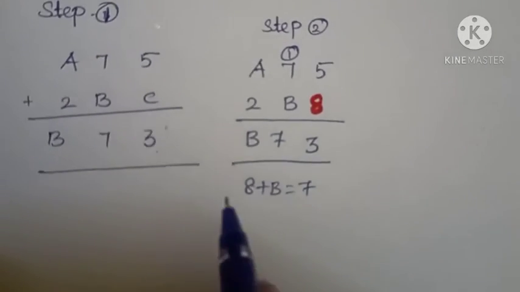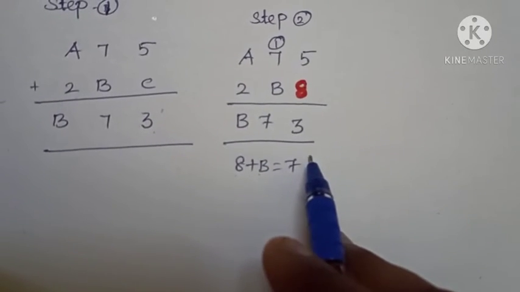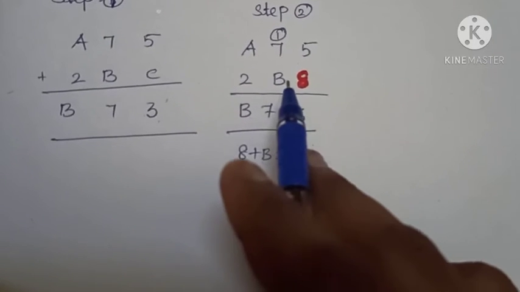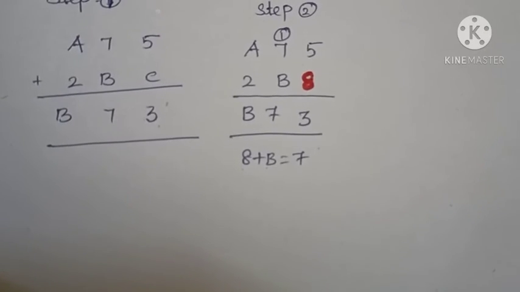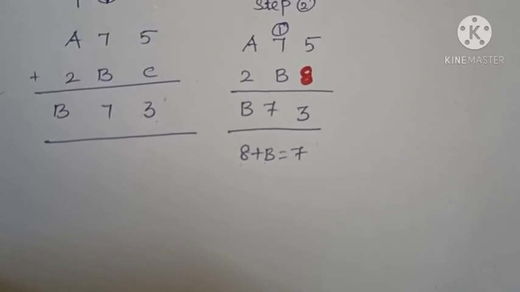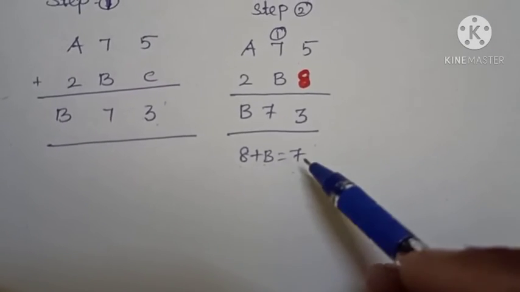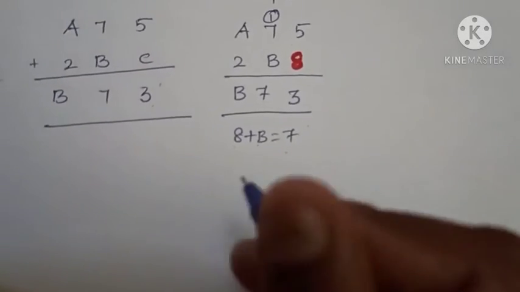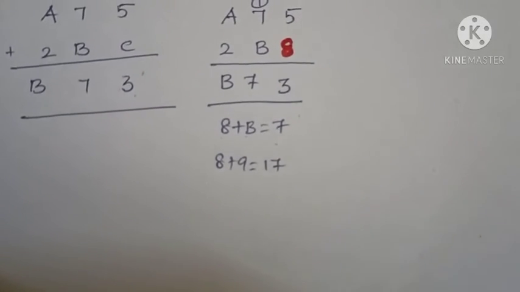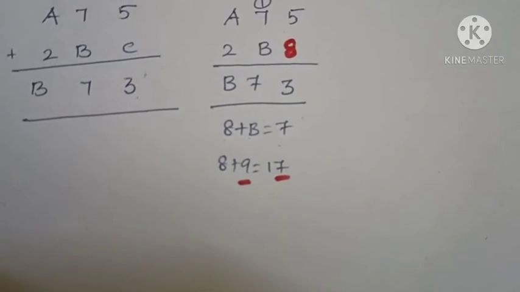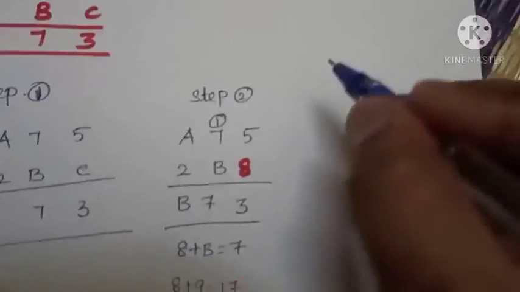So what do you replace instead of B? If you take 8 plus 7 is equal to 15, no, you won't get 15 here. So what is the possible value? From 0 to 9. If you take 0, you get 8. If you take 1, you get 9. So I replace 8 plus 9 is equal to 17. If you take 9 instead of B, you get 7 in the unit place. Okay, so in step 3, we replace the value B.